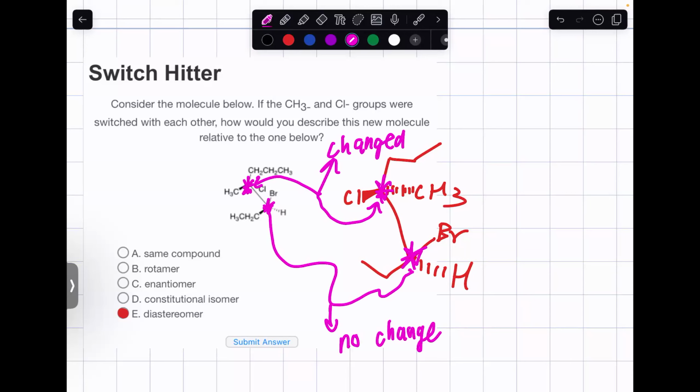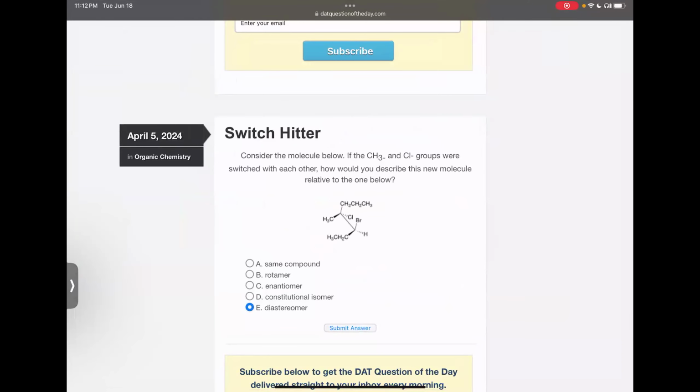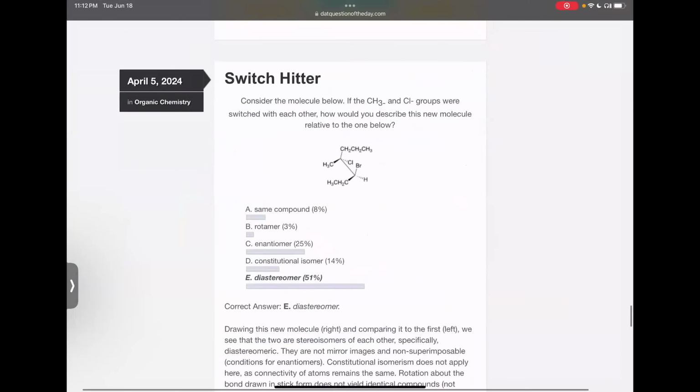Diastereomers. What would it have to be if they are enantiomers? Like, what would all of them have changed? Yeah, all of them change for them to be enantiomers, right? If nothing changed, then they're identical, right? They're the same thing if nothing changed. Nice. Yes.